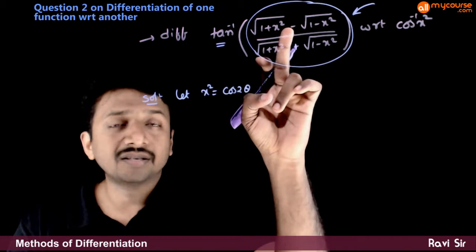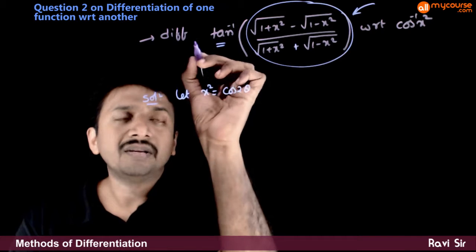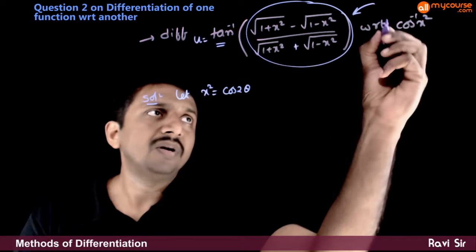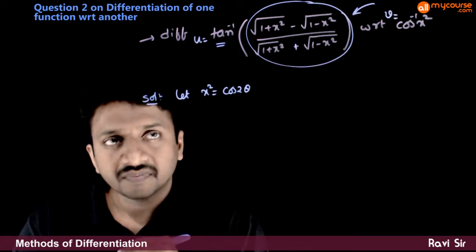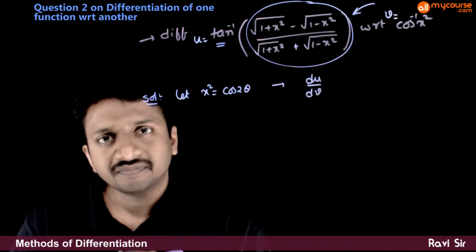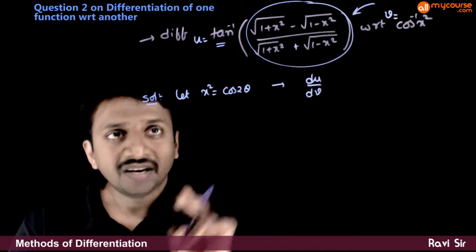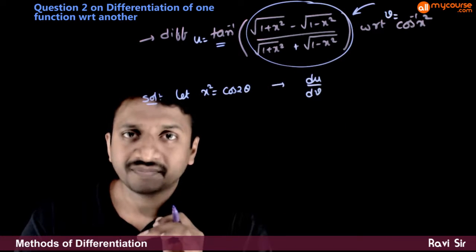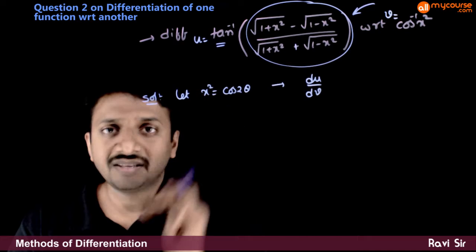So if I take x square is equal to cos 2 theta, and if I take this function as u and this function as v, you're asked to find du by dv, right? This is what you need to find, du by dv. So now let us simplify this u.